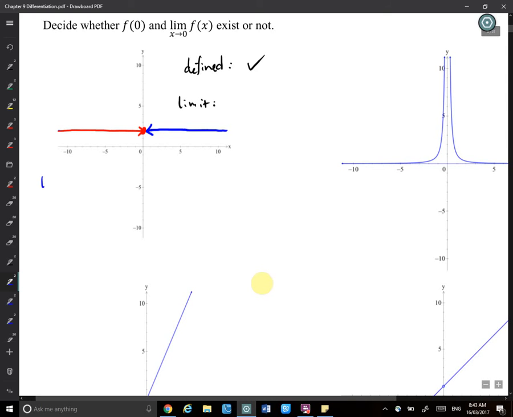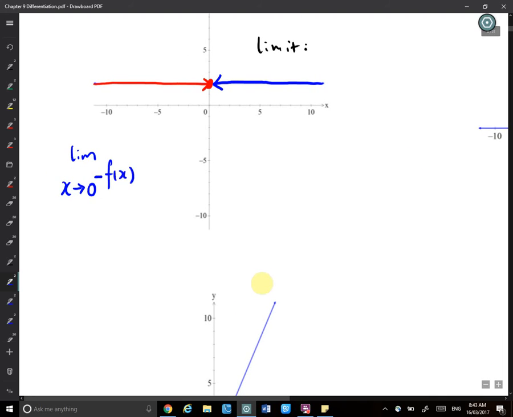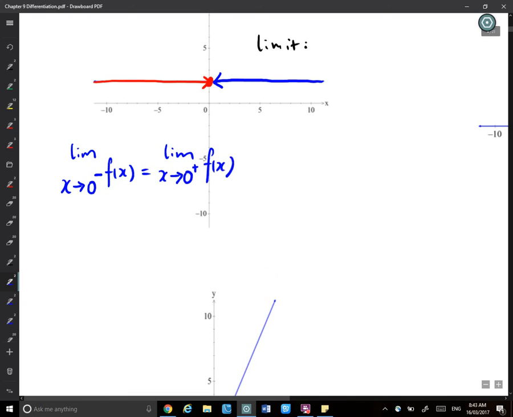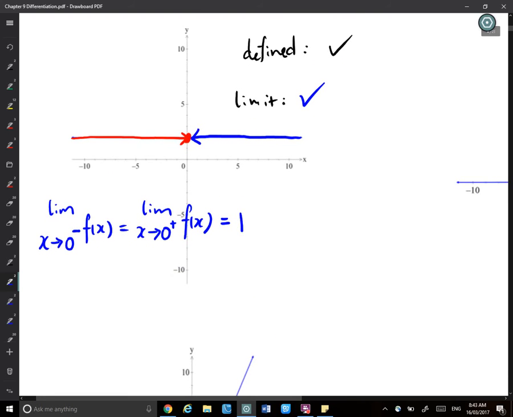So what you should write is the limit as x approaches 0 from the negative side of f(x) equals the limit as x approaches 0 from the positive side of f(x). So the limit does exist. That all equals 1. The limit from the left-hand side and the limit from the right-hand side both give you 1, which means the limit does exist, and you will say the limit as x approaches 0, no positive or negative, of f(x) equals 1.